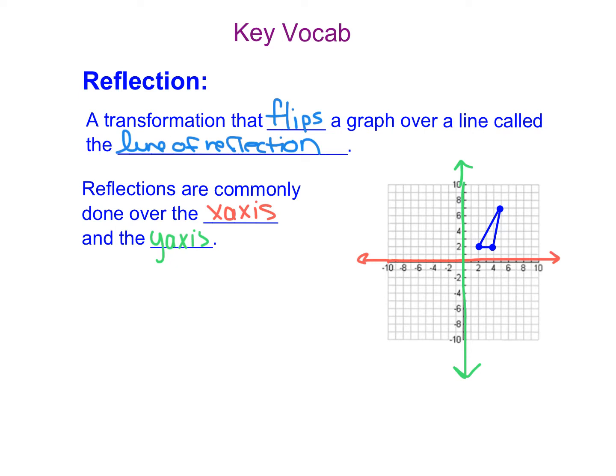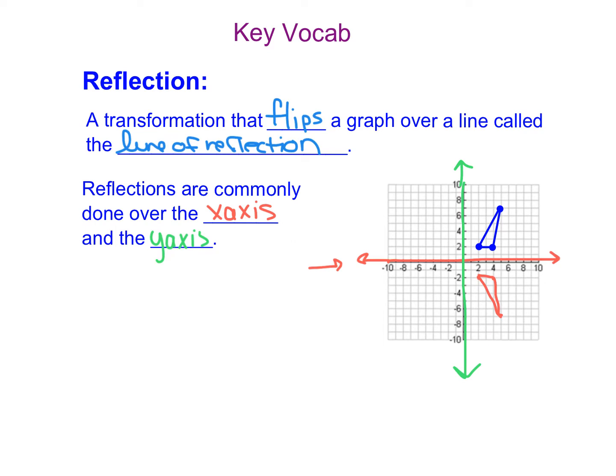So if you reflect something over the x-axis, or this line in red, it would look a little something like this. So it's the same distance away from the x-axis. Notice those two bottom points are only 2 away. This upper point is at 7. And if we attach them all, that is that blue shape reflected over the x-axis.